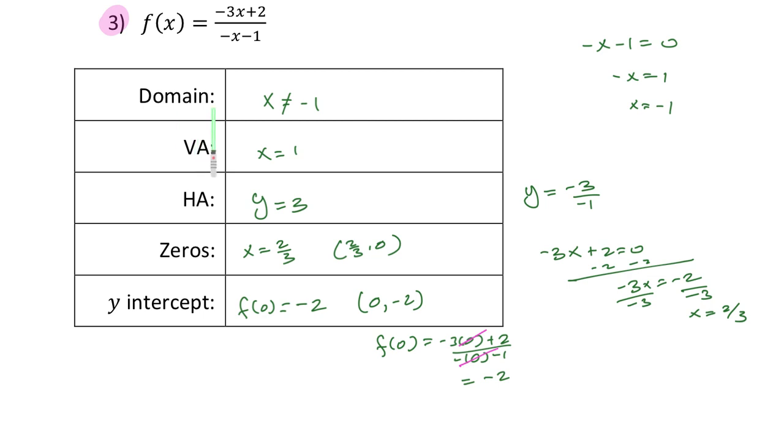Okay, so my domain, again on this one, I'm taking my denominator and equating it to 0 and solving for x. So x cannot equal -1. That's also my vertical asymptote. My horizontal asymptote, again in this case, I get 1 and 1 as degrees. So I'm taking -3 divided by -1. That's y equals 3. Right? My zero, I'm taking the numerator and equating it to 0. So -3x plus 2, and I'm solving for x equals 2 over 3. So that's my zero. And then my intercept, I'm substituting 0 for x. So at the end, I should have -2.